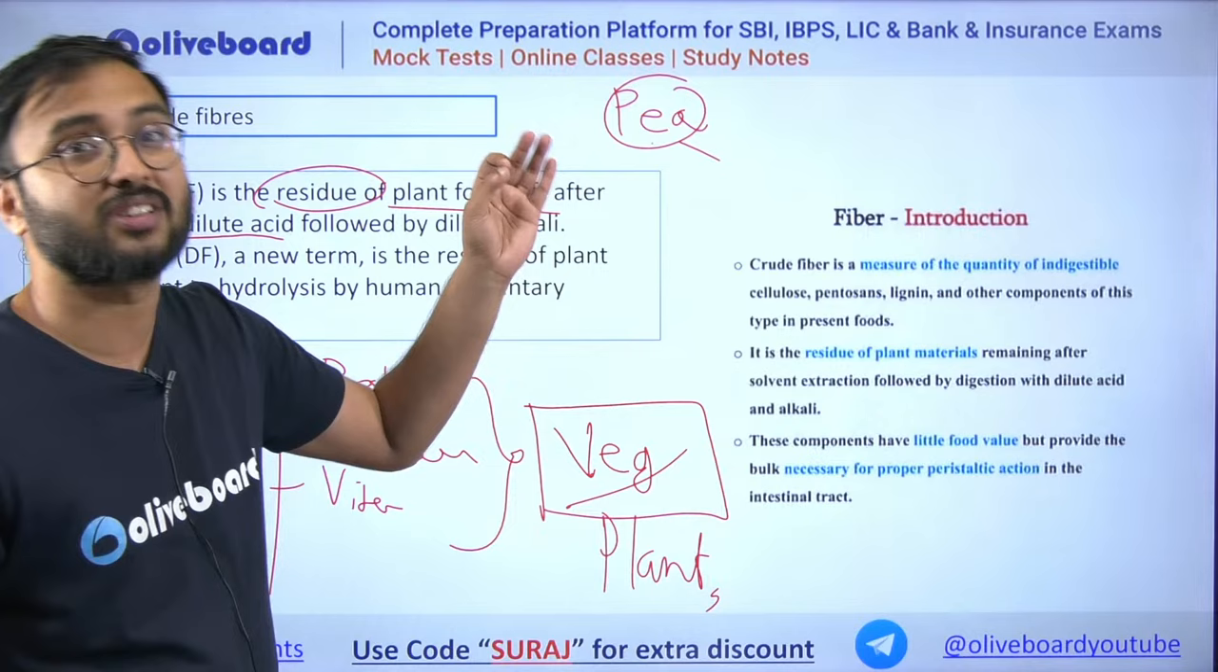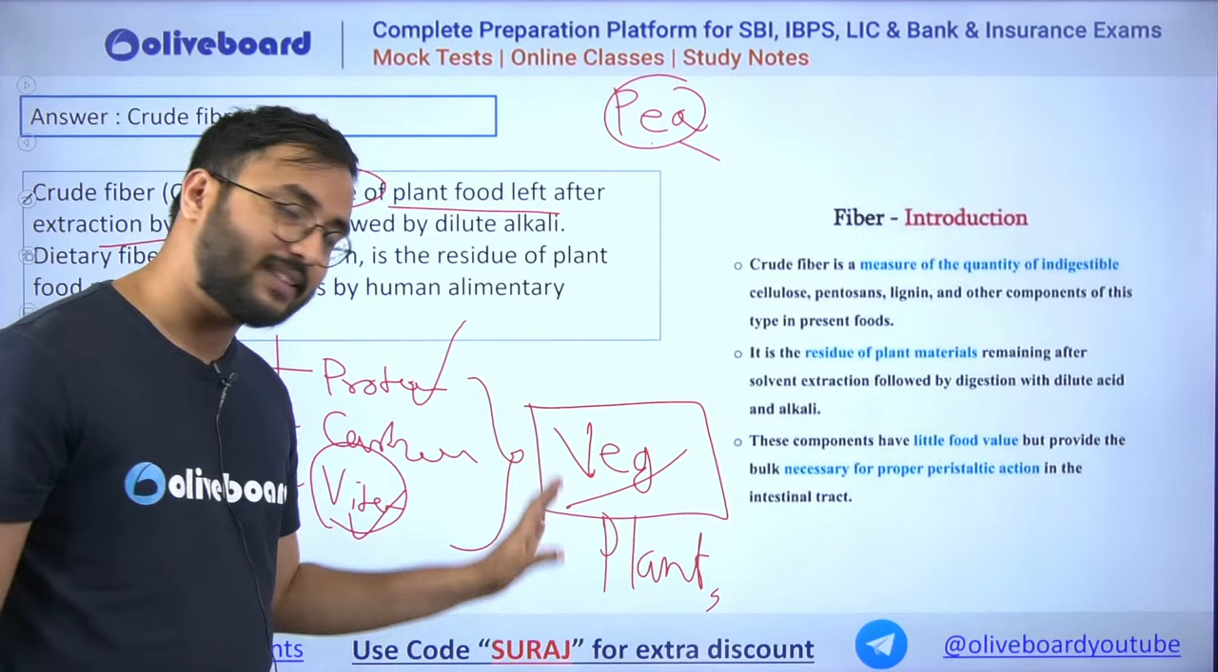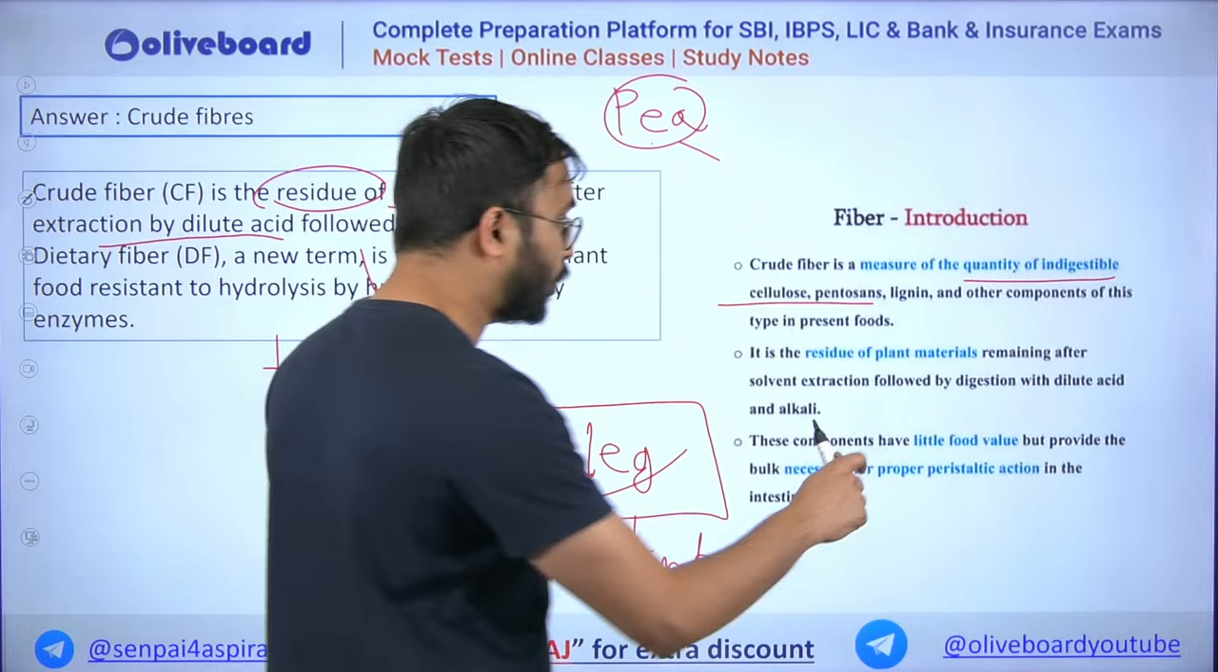Now, then comes vitamin. Again comes leafy vegetables like green leafy vegetables, spinach, okay, palak. So all these are having important vitamins also. But at the same time, along with that, it is also having this crude fiber. Crude fiber is a measure of quantity of indigestible cellulose. Cellulose is fiber material. Indigestible, cannot be digested, but which helps in the digestion of other components of our diet or food.